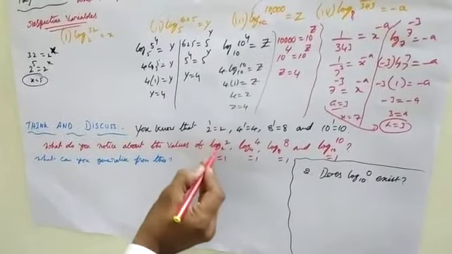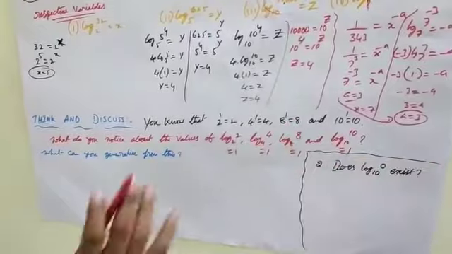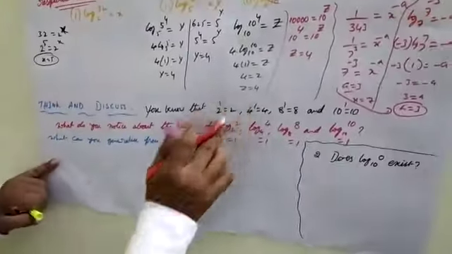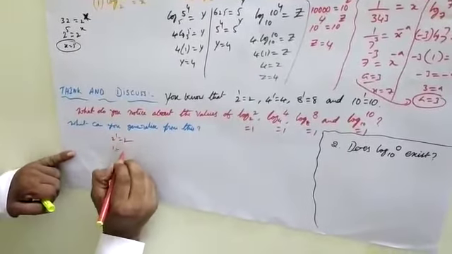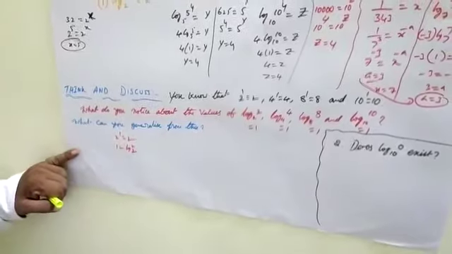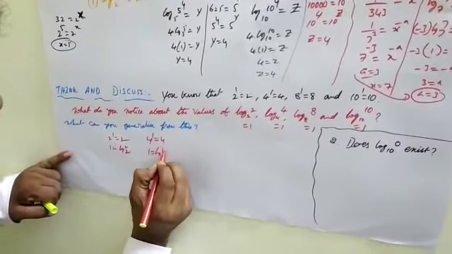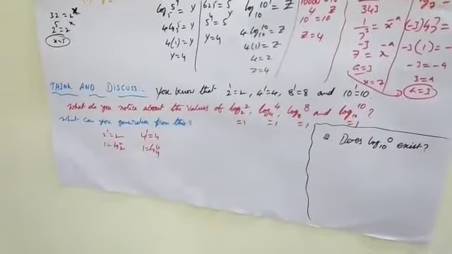This is exponential form, this is logarithmic form. Similarly, what do you generalize from this? Very simple, already well known to you. 2 power 1 is equal to 2, therefore 1 is equal to log 2 base 2. Similarly, 4 power 1 is equal to 4, therefore 1 is equal to log 4 base 4. Like this.